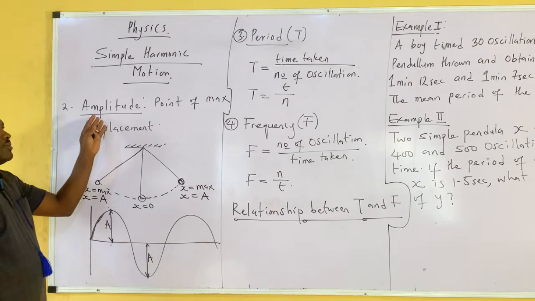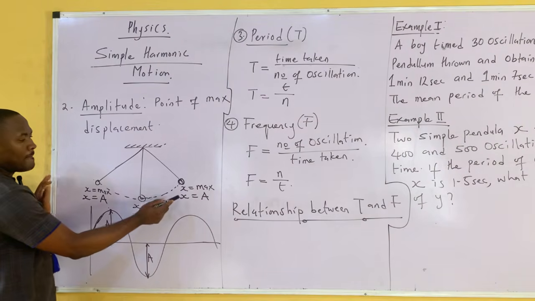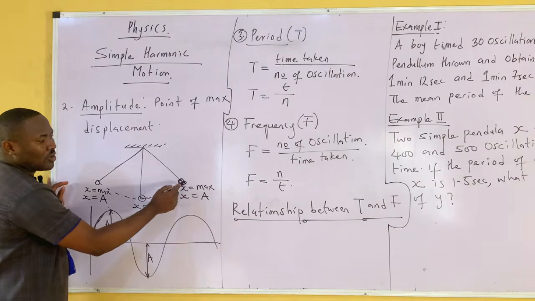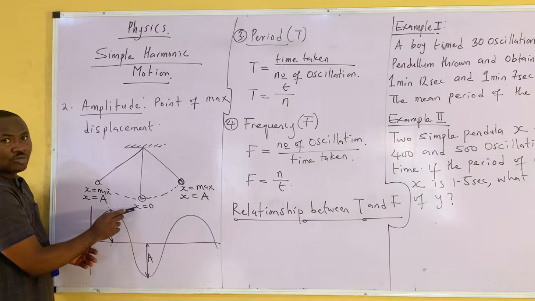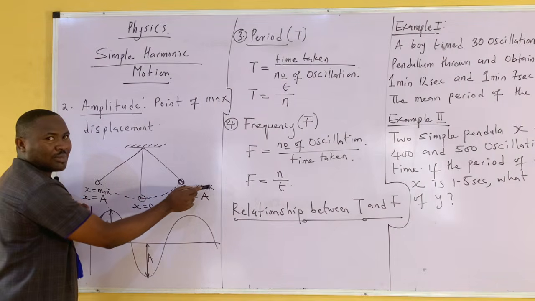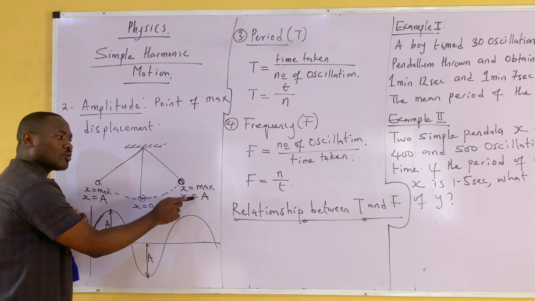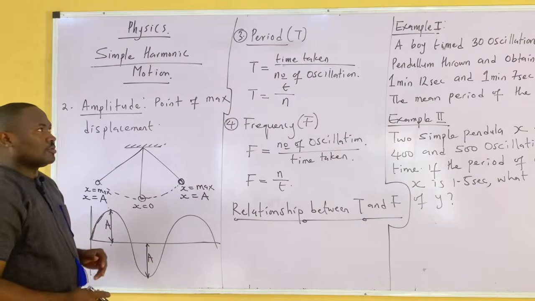So maximum displacement is what we call amplitude. Remember, maximum displacement is gotten at the extreme, not at the middle. At the middle, x equals 0, but at the extreme, x is maximum. Therefore, x equals a. A here stands for amplitude.